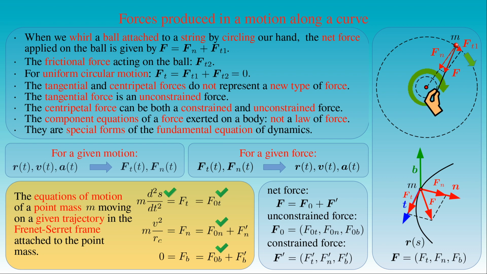If we know the trajectory of the moving body, then we can determine all the kinematic variables describing its motion. By substituting them into the normal component of the equations of motion, we will be able to solve them for the corresponding components of the constrained force F' in the moving frame. That is, we can determine the constrained force F' as a function of time.